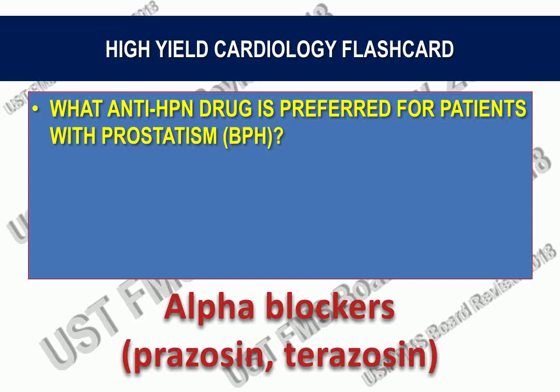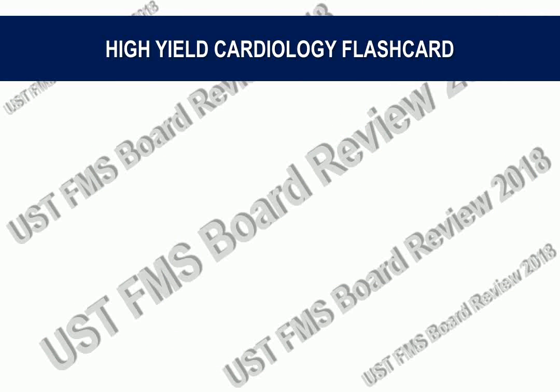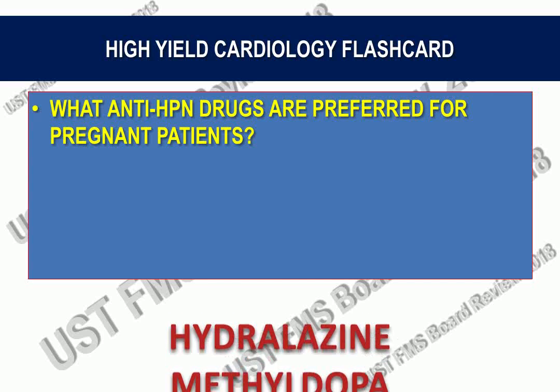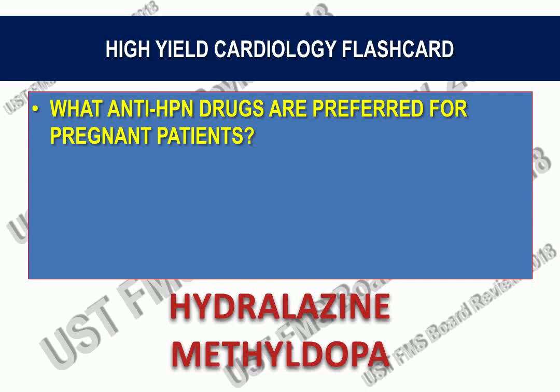And in fact, it is also being used by your urologists for male patients, even those who are non-hypertensive, because of its effect in decreasing the prostate size. What antihypertensive drugs are preferred for pregnant patients? This one you encounter in your OB. Of course, the two preferred antihypertensive agents for preeclampsia are your hydralazine and your methyldopa.